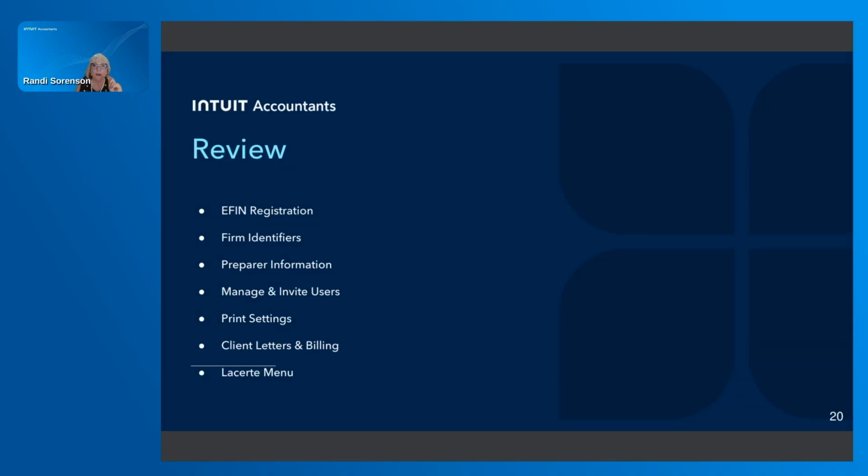Okay, so these are the things that we covered. We talked about the EFIN registration. Remember, you have to get that through the IRS and match it with Lacerte, so you have to send it in to Lacerte. Our firm identifiers, so that it tells the program who we are. Our preparer information, and how to manage and invite users. So that's where we go, so that Lacerte knows, okay, these are the people that are allowed in Lacerte.